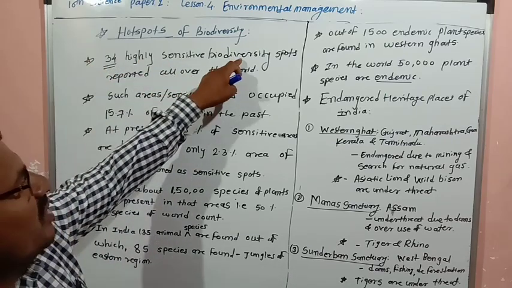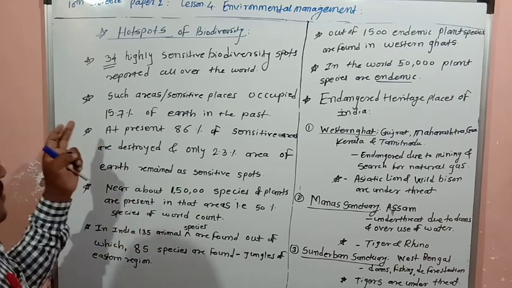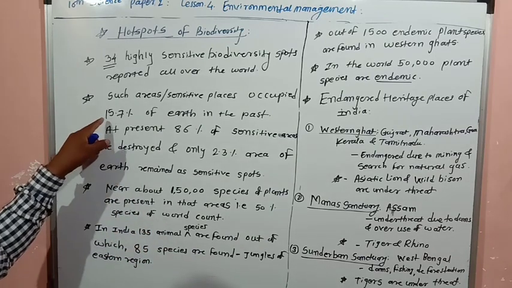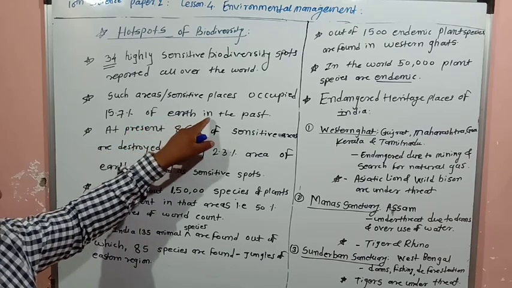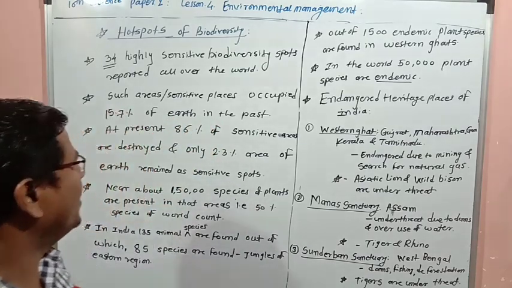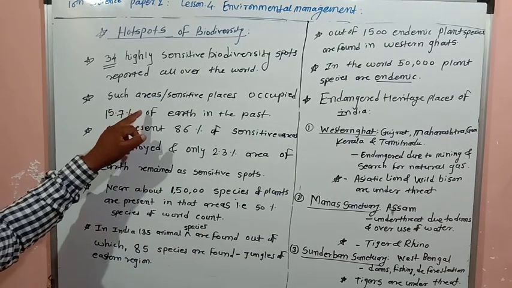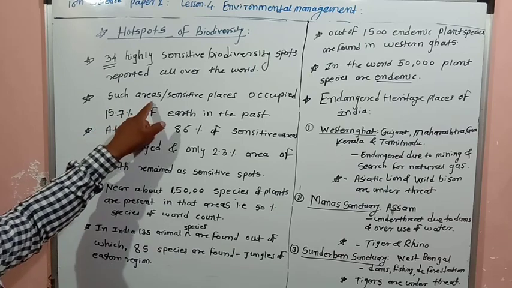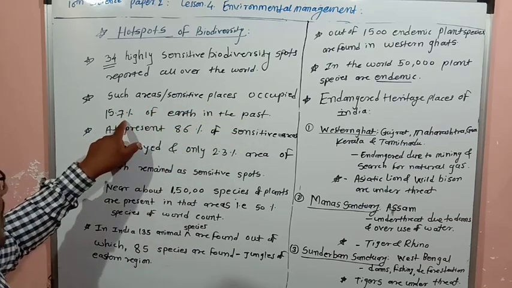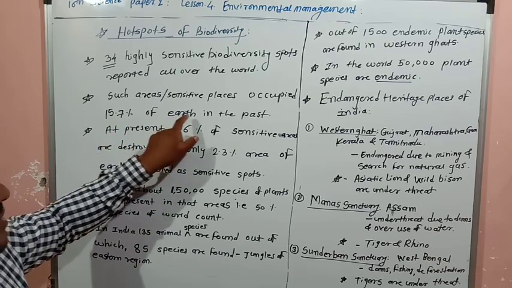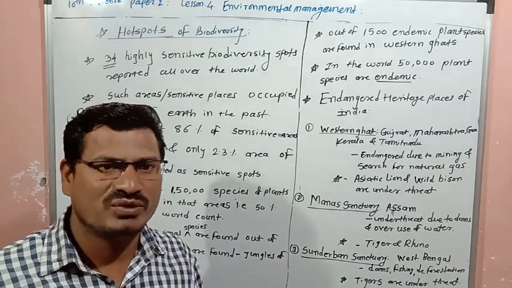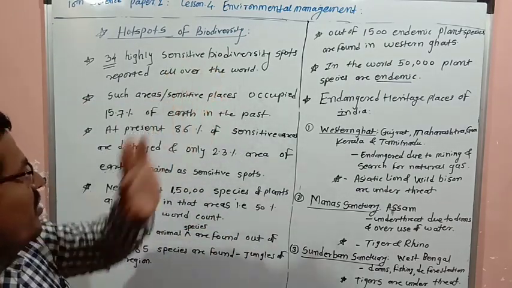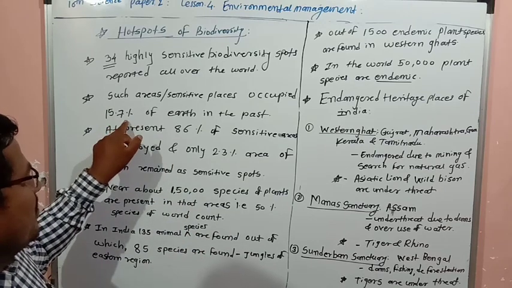So 34 highly sensitive biodiversity spots are reported all over the world, and such sensitive places occupied 15.7% of the Earth in the past. So in the past, how much percent of the area of the earth was occupied by these biodiversity spots or sensitive places? 15.7% of the earth was occupied by sensitive biodiversity spots.